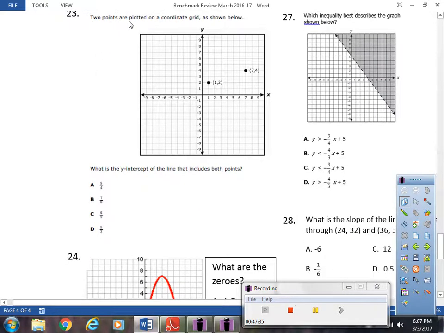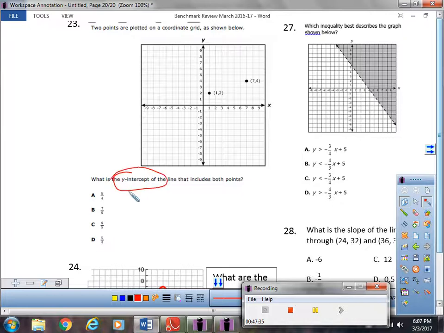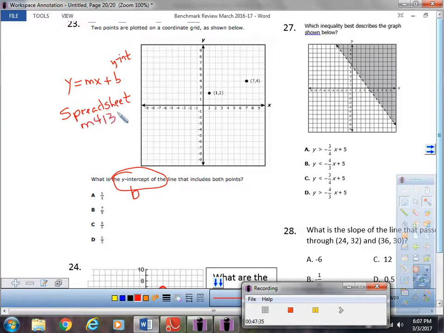All right, so 23, 2 points are plotted on a coordinate grid as shown below. What is the y-intercept? So here what I would definitely do, if they want the y-intercept, that's the b. So if I get the equation and I know what the b is, because this is my y-intercept, that's the number I need. So I've got 2 points. I definitely can use a spreadsheet with this. So I basically go to the spreadsheet app, do the menu 413, and boom, I'll get my equation. And these are the 2 points. They even gave them to you, 1, 2, and 7, 4.